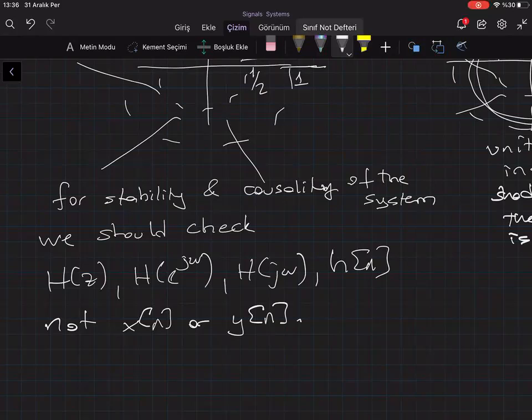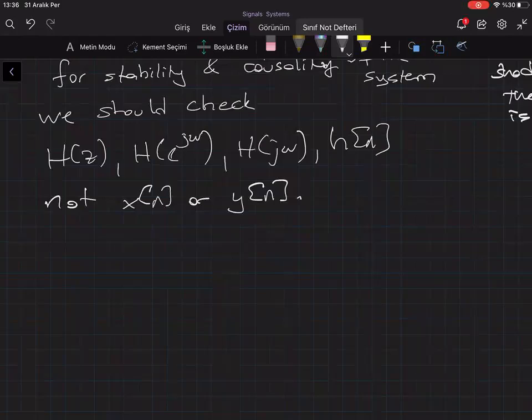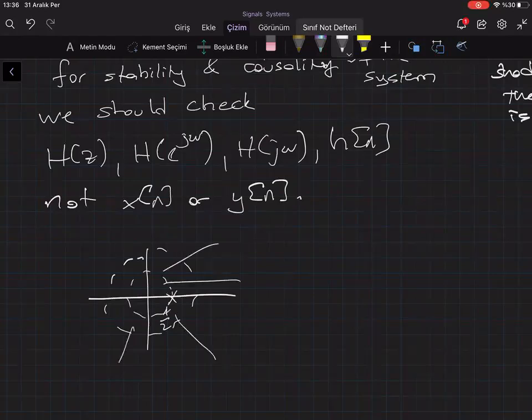Hocam, may I ask a question? Sure. Hocam, for the unit circle, we are checking the unit circle. Why is the unit circle the important restriction for us for causality or stability? Okay. For example, if I have the unit circle, and if my pole is here, at 1/2, and I'm shading the ROC like that, and it includes the unit circle.